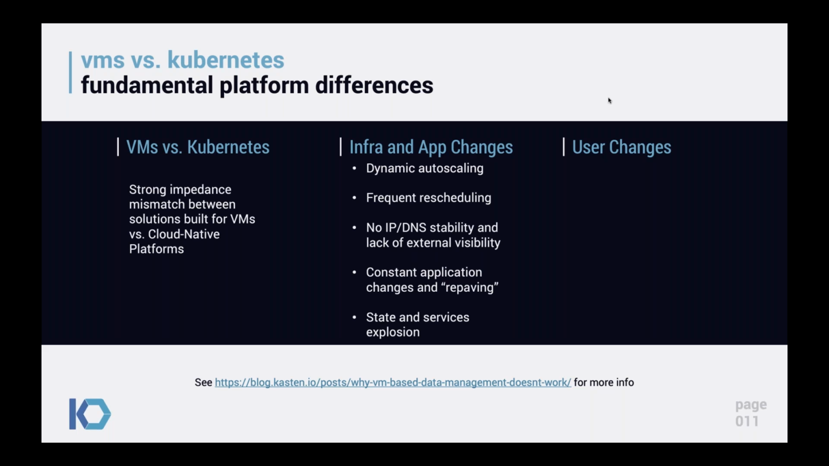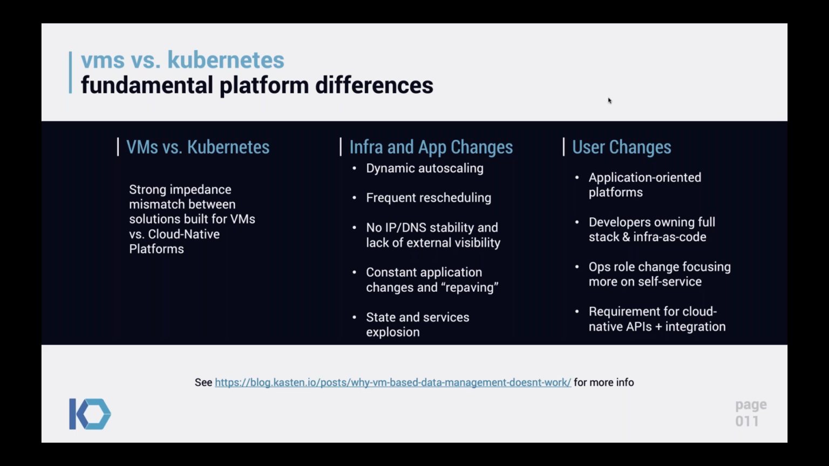But sometimes the bigger thing is actually the user and role changes that have shown up. We have to remember that platforms such as RKE are very application oriented, very developer oriented. Developers own the full stack, they own the infrastructure. So why should they not also own data protection? But how do you do it in a secure way? How do you do it in a way that ops can enable self-service?